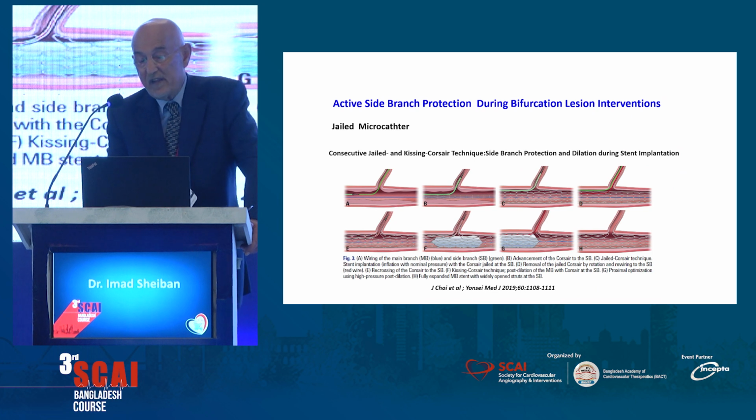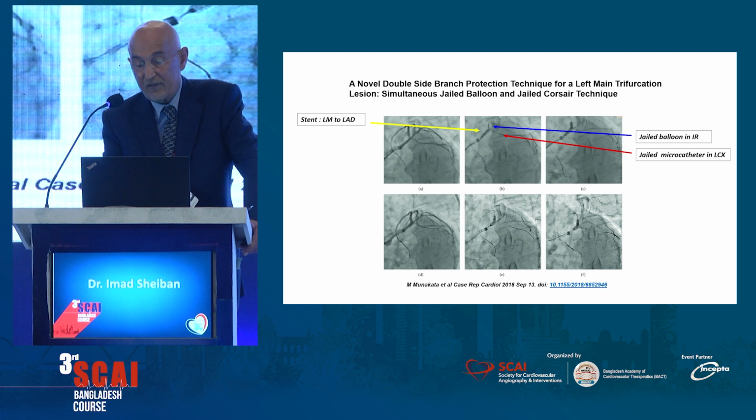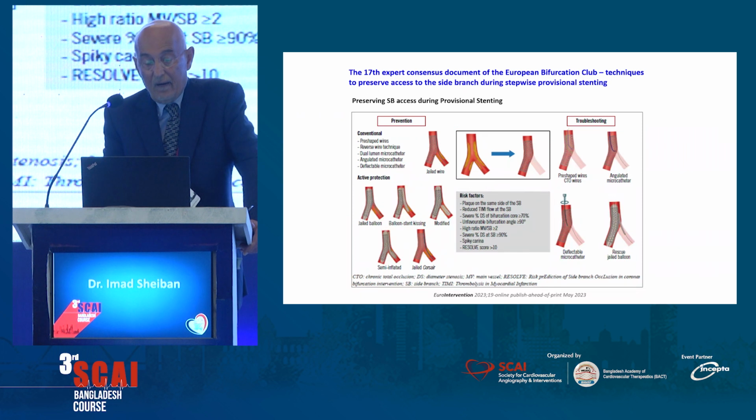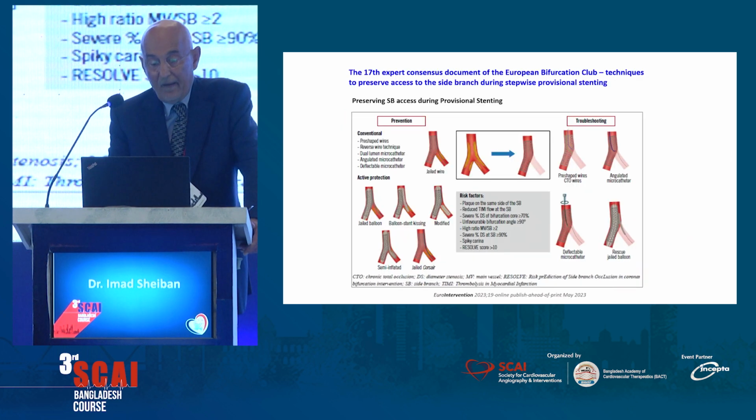Active side branch protection with microcatheter. This has been reported in order to ensure the access to the side branch with a wire, and then complete with ballooning. And this one, an example, particularly in trifurcation, you can use jailed balloon and microcatheter together, and then this will allow again the access of both branches coming from the trifurcation.